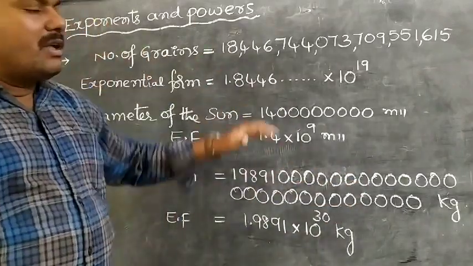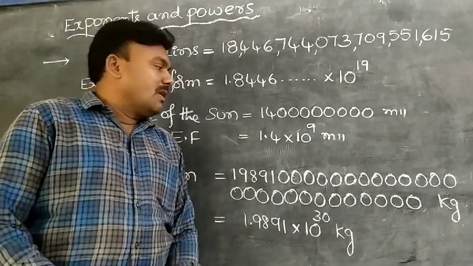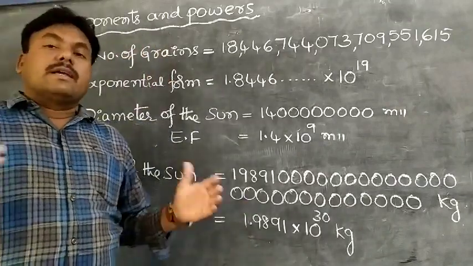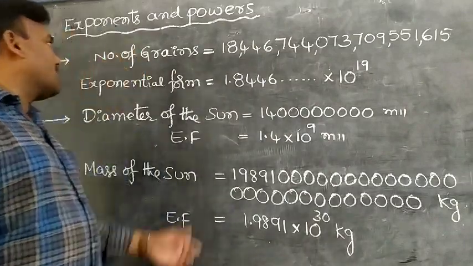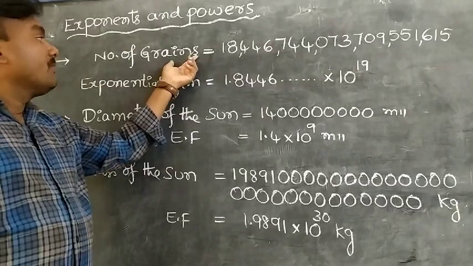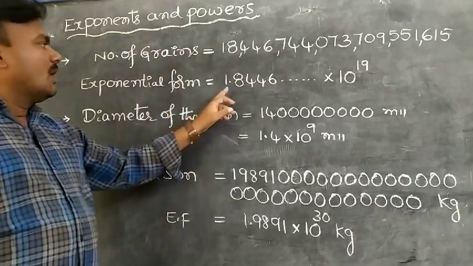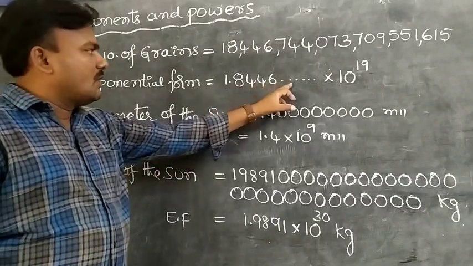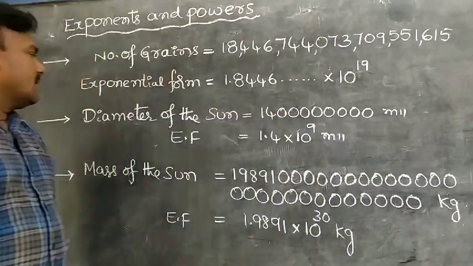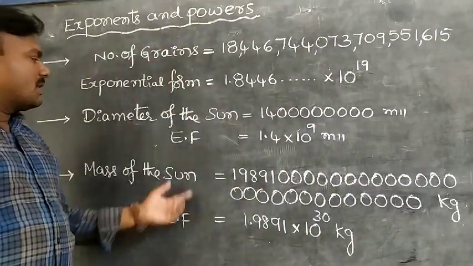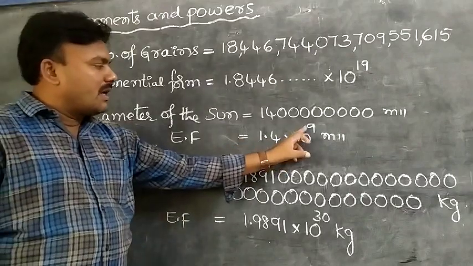So, these are very large numbers. It is difficult to read. At that time, try to recall how we can express them in exponential form. Observe here. First, the total number of grains in 64 boxes expressed in exponential form equals 1.446 and so on into 10 power 19. Next, the diameter of the sun expressed in exponential form equals 1.4 into 10 power 9 meters.